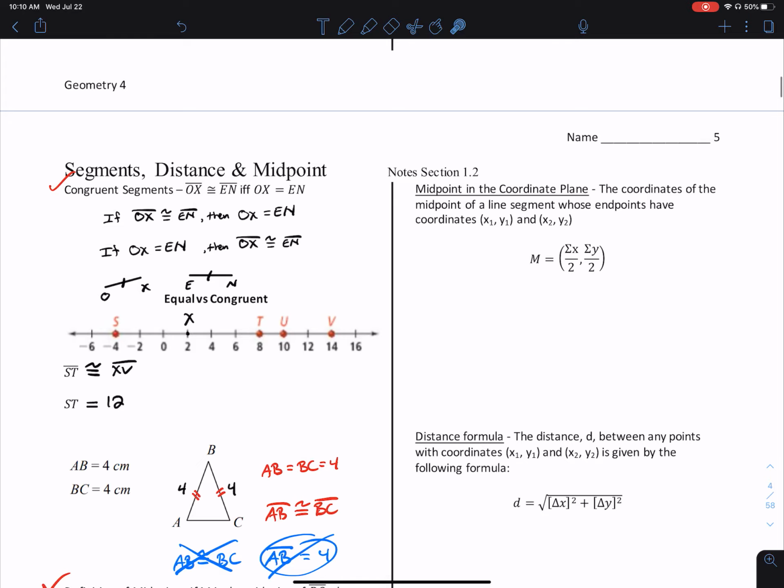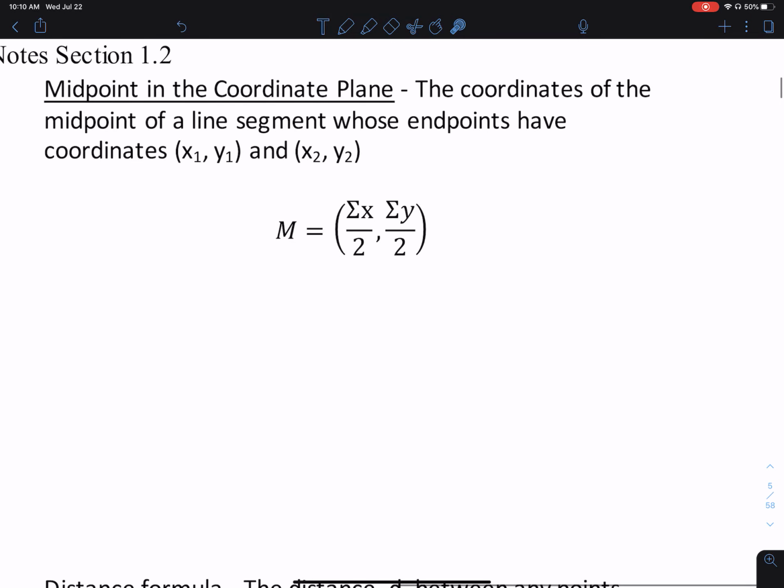Two more things. Midpoint in a coordinate plane. Midpoint essentially just means the average. Some symbols here you might not be familiar with, but I think that you'll like these symbols once you get over the fact that they're new symbols. The coordinates of the midpoint of a line segment whose endpoints have the coordinates x sub 1, y sub 1, and x sub 2, y sub 2.